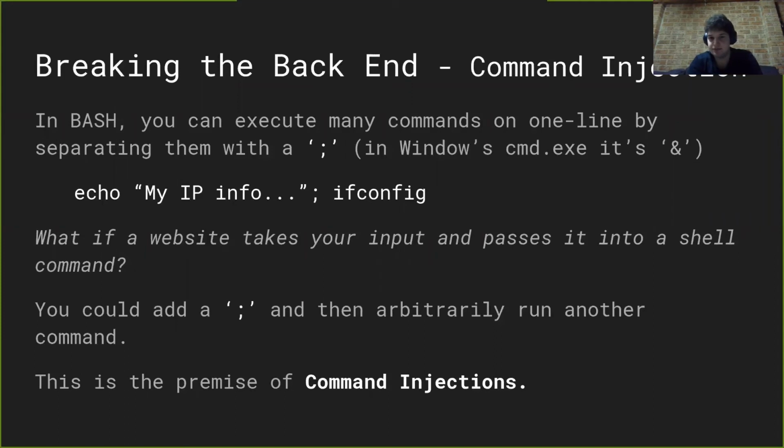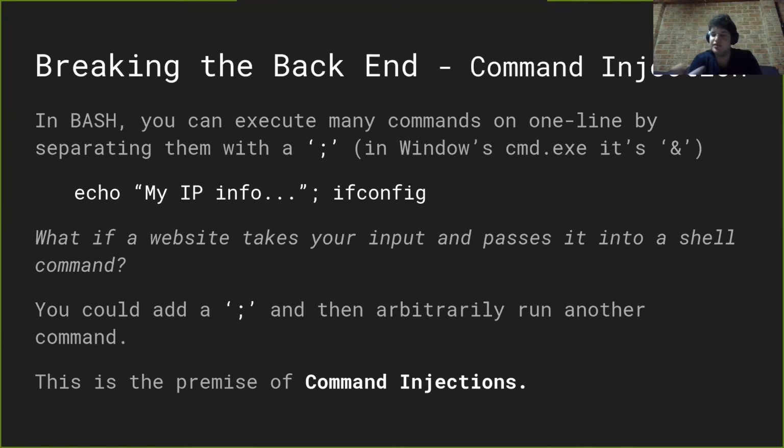cat command. Well, shells are very smart. You can actually chain multiple commands together, right? In Windows, you do this with the ampersand. In Bash, you do this with the semicolon. So what if you were to put into the website myfile.txt semicolon ls, which is the listing command? The result you would get back from the terminal would be the contents of myfile.txt followed by the contents of the ls command.